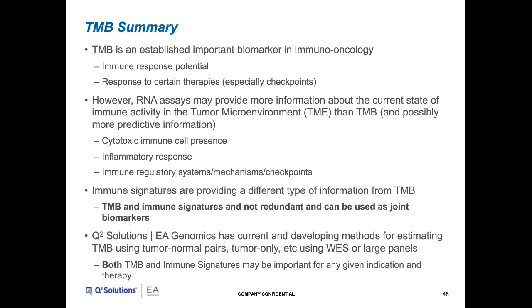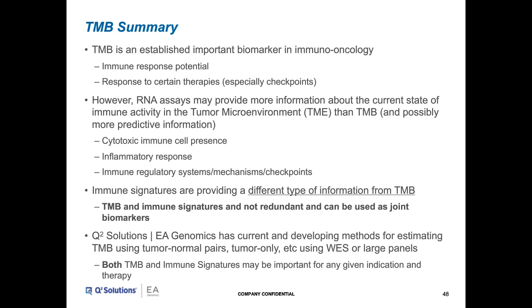I think the important point is that immune signatures are providing a different type of information from TMB. As you've seen from the correlation analysis, TMB and immune signatures are not redundant, and in fact, can be used jointly as biomarkers. In fact, I can show you several models where both immune-related signatures and TMB in the same Cox multivariable model are highly significant. And melanoma, for example, is one of those.